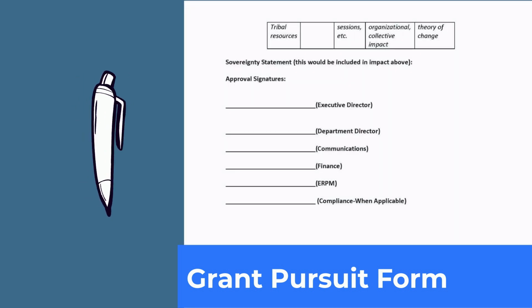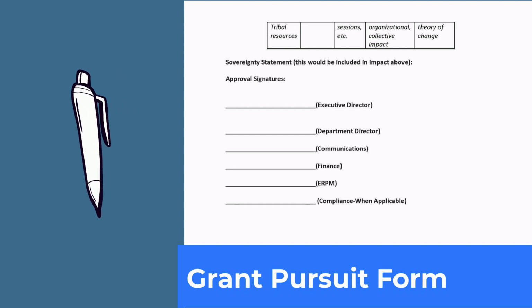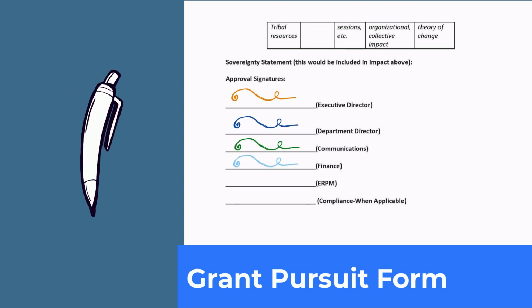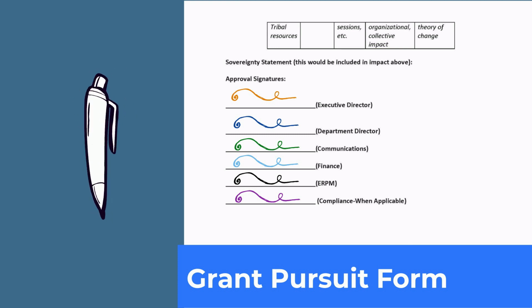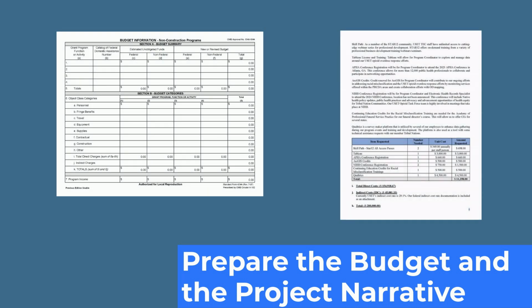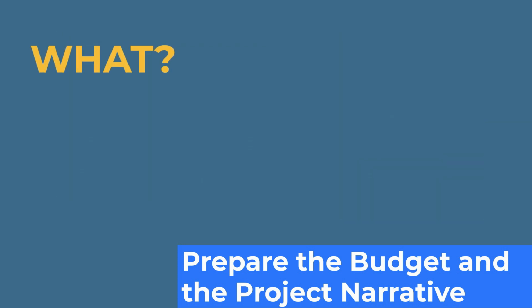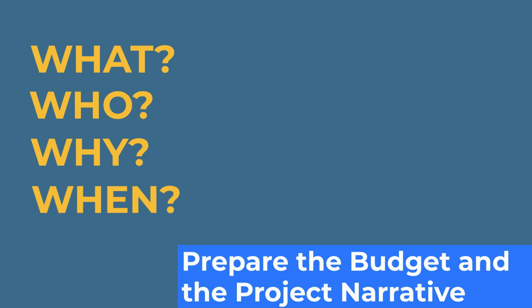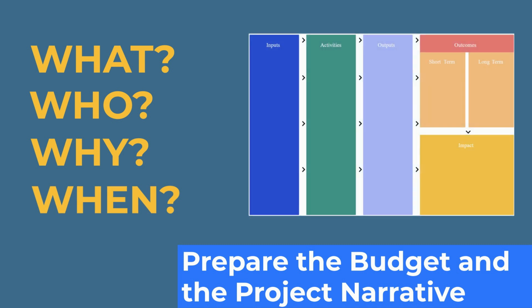From there, the grants team will coordinate the process to obtain the necessary signatures for this opportunity. After all signatures have been gathered, work on the application itself begins. The final part of the grant process is to prepare the budget and project narrative. The budget and project narrative can be facilitated by using the answers from the questions of the what, who, why, and when that you have addressed in the logic model.